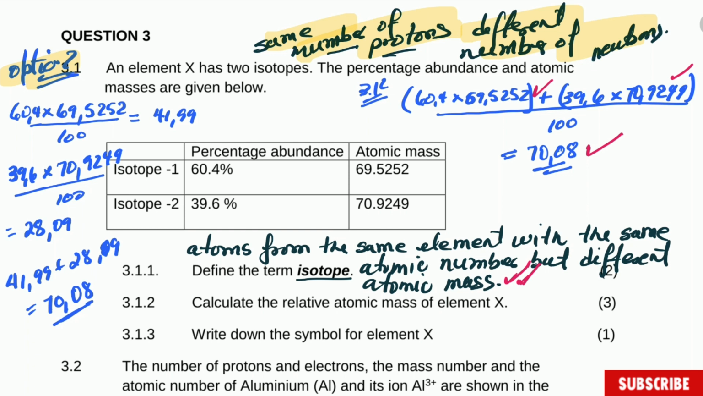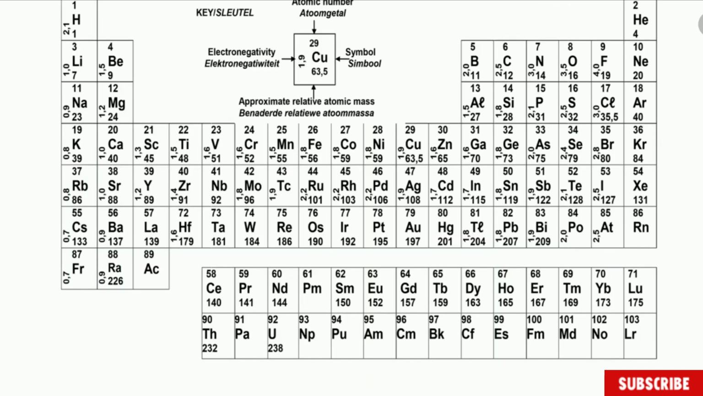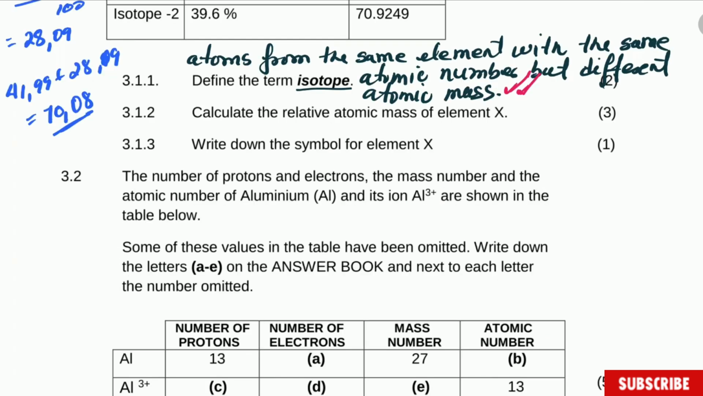Write down the symbol of element X. Now, to get element X, we have to go to the periodic table and look for 70,08 as a mass. There is no such one here, but the closest one is 70. So the element is gallium, Ga. That is the element they want. If you write Ga, you'll get 1 mark.